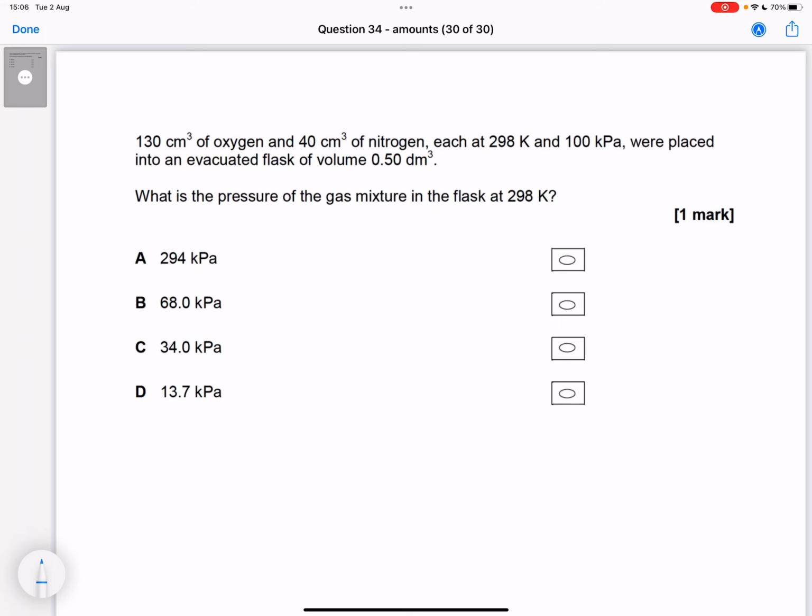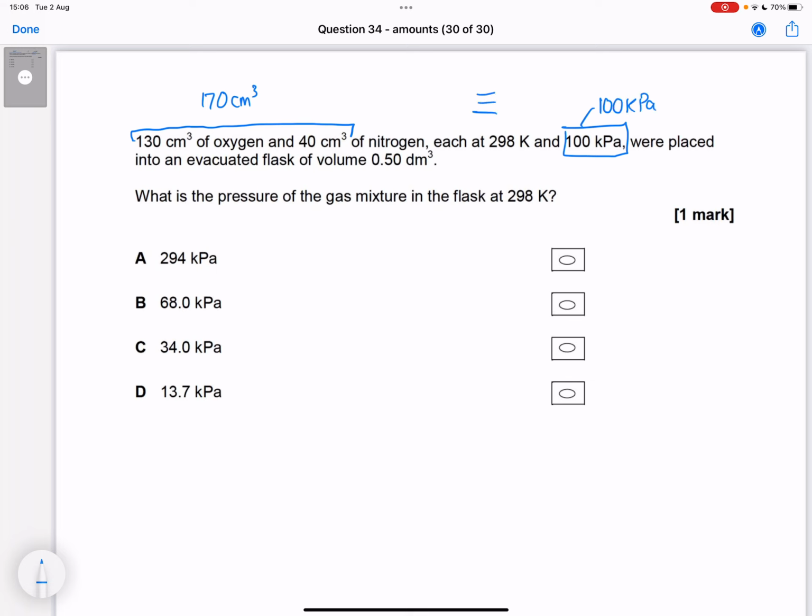So the way this question is written, it's tempting us to try to use PV equals nRT, but we don't need to. And they haven't given us the gas constant R either. So we're actually going to be using a ratios method. There was 170 centimetres cubed of gas, and that had a pressure of 100 kilopascals.